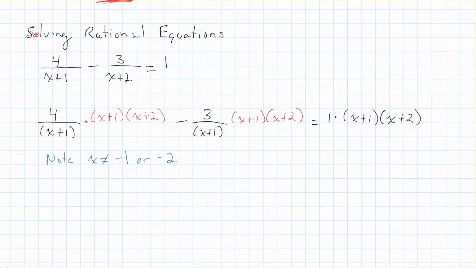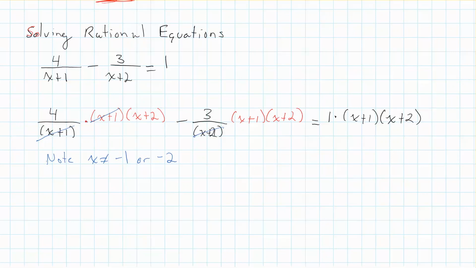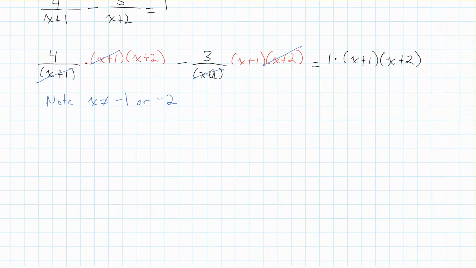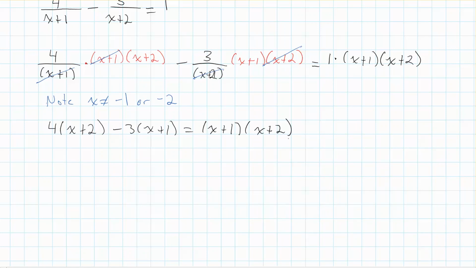Alright, so let's continue on here. So, of course, this x plus 1 cancels with the x plus 1. This x plus 2, I'm sorry, that shouldn't be a 1, that should be a 2 right there. But that x plus 2 cancels with this x plus 2. And then we go ahead and write out what we have here. We'd have 4 times x plus 2 minus 3 times x plus 1 is equal to x plus 1 times x plus 2. Now again, I'm trying to solve this, so I need to multiply everything out, and then I'll have combined terms and see what we have.